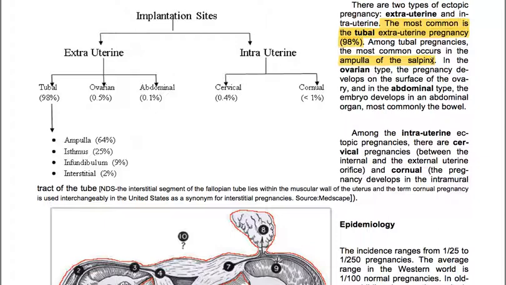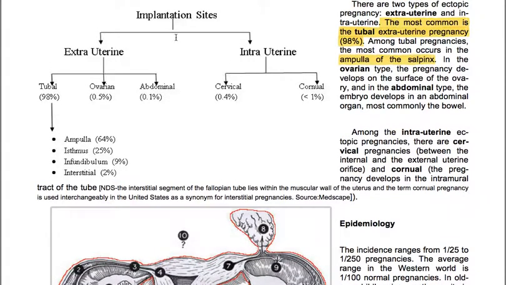Among the intrauterine ectopic pregnancies, there are cervical pregnancies, between the internal and external uterine orifice, and cornual pregnancies. The pregnancy develops in the intramural tract of the tube. So we can have extrauterine and intrauterine implantation sites. The most common is the tubal, which can occur in the ampulla, the isthmus, the infundibulum, or interstitial. Then we can have ovarian or abdominal. Intrauterine instead can be cervical or cornual.